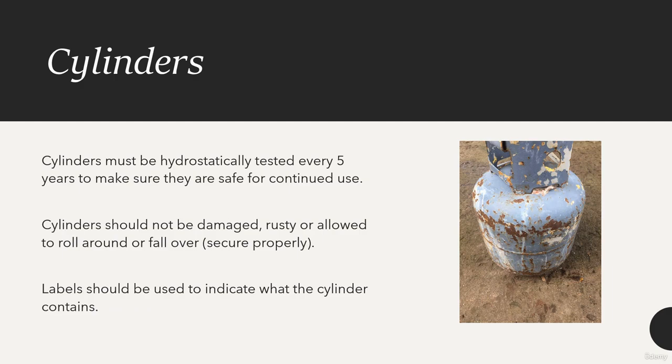Cylinders must be hydrostatically tested every 5 years to make sure they're safe for continued use. Cylinders should not be damaged, rusty, or allowed to roll around or fall over. They need to be secured properly in the back of the vehicle before they're transported. Labels should always be used to indicate what the cylinder contains. For instance, adding a label or a tag that says it has 34 pounds of R410A in it.